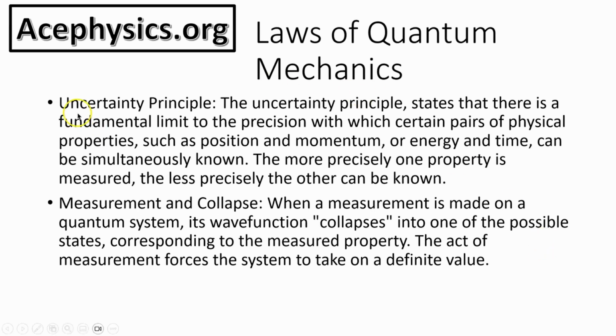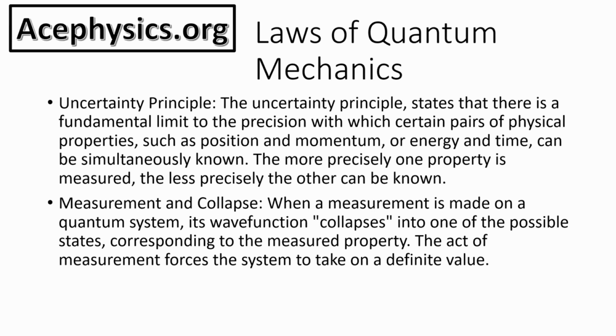One of the main rules of quantum mechanics is the uncertainty principle. The uncertainty principle states that there is a fundamental limit to the precision with which certain pairs of physical properties, such as position and momentum or energy and time, can be simultaneously known. The more precisely one property is measured, the less precisely the other can be measured. So if you know the position of a particle exactly, then you don't know anything about its momentum. And if you know the position of a particle to within a certain limit, then you know the momentum to within a given limit based on the uncertainty principle.